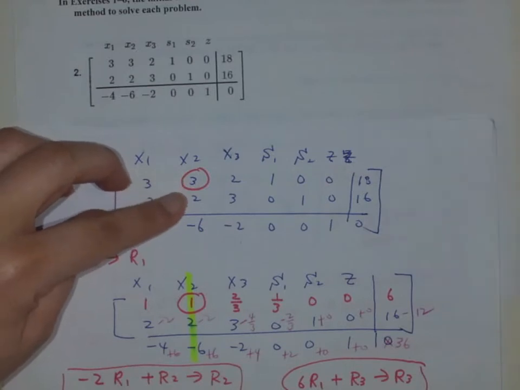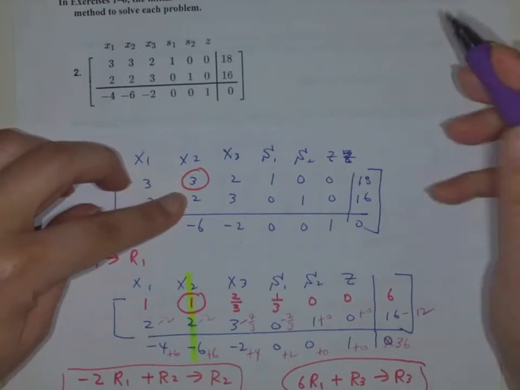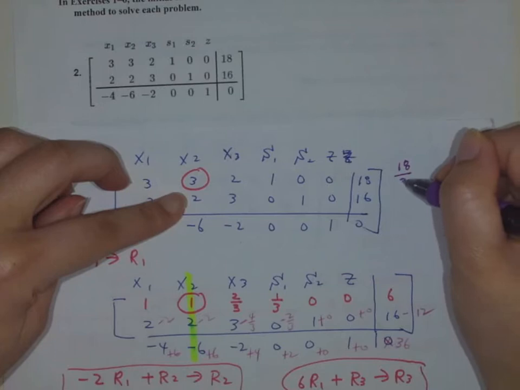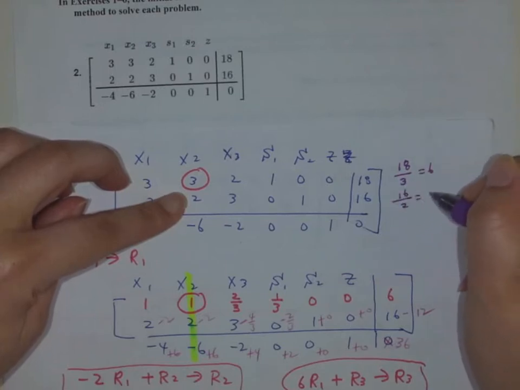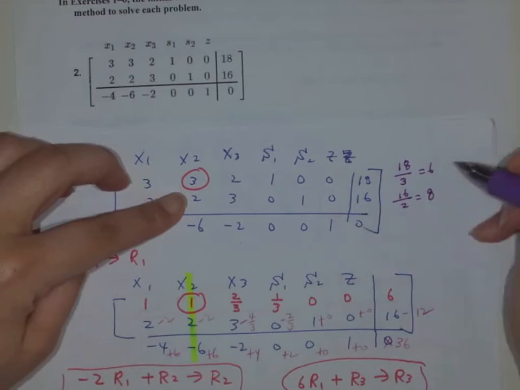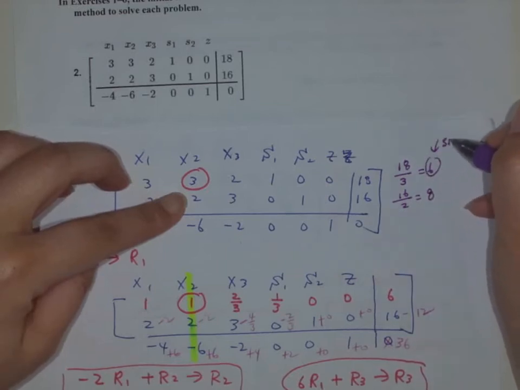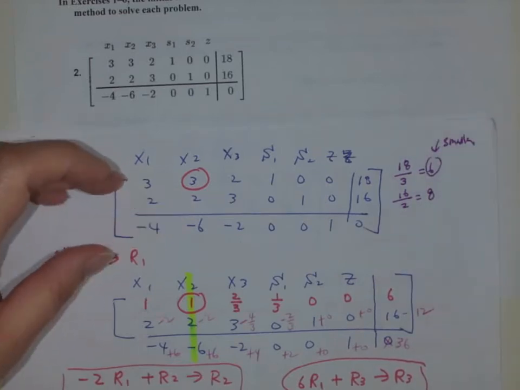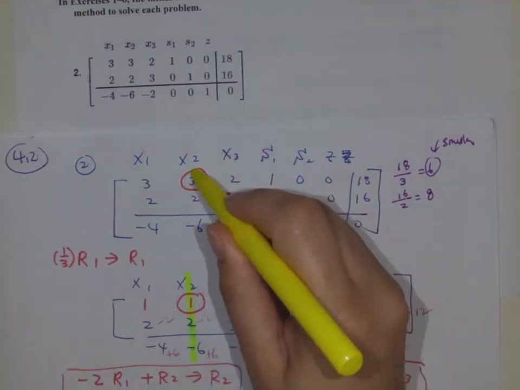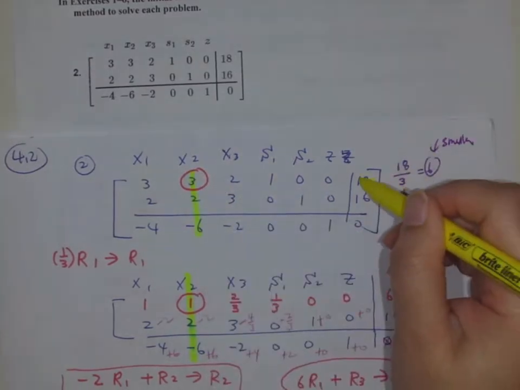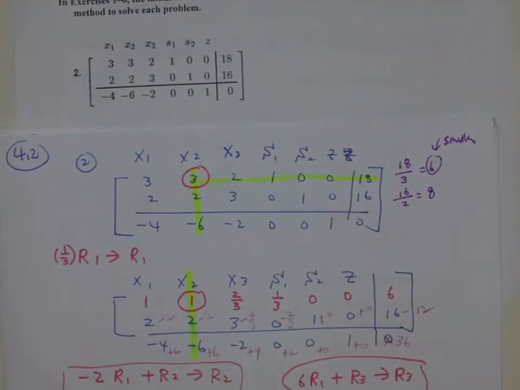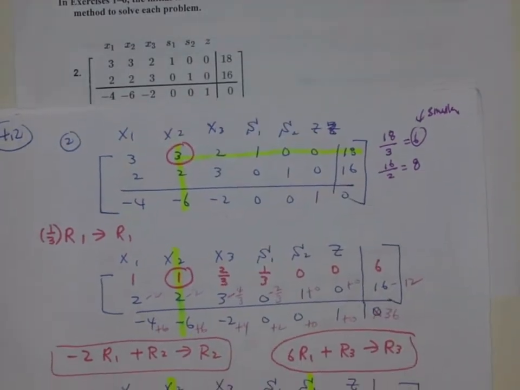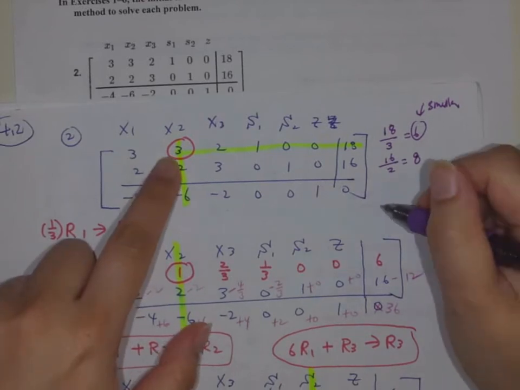6, and I don't know why I didn't write it here. 18 divided by 3 is 6, and 16 divided by 2 is 8, right? So this one is the smaller one, which means this is my pivot column, and using that I found my pivot number, right? The pivot number is 3. So after that, we need to make the pivot number 3 to be 1.